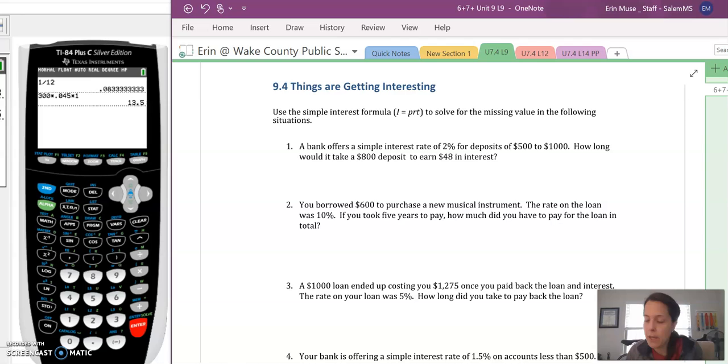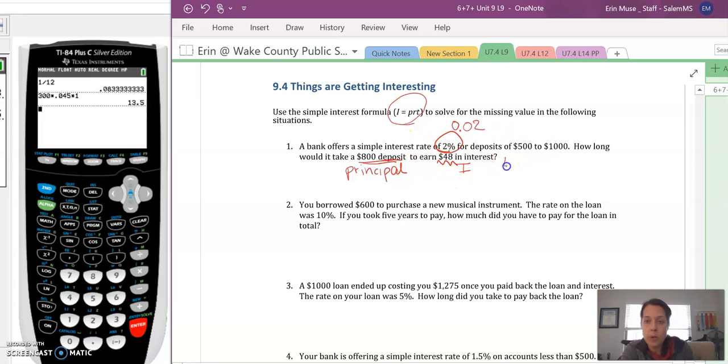So for number 1, a bank offers a simple interest rate of 2%. So there's my rate, my R, and I'm going to go ahead right above it and write it into decimal form. Remember, the decimal has to swoop left twice. It's really just dividing by 100. For deposits of $500 to $1,000, how long would it take an $800 deposit? So this is going to be my principal, to earn $48 in interest. So here's my I. So this is a formula. They've given us 4 different variables. We always are going to be missing 1. In this case, it looks like we're missing time.